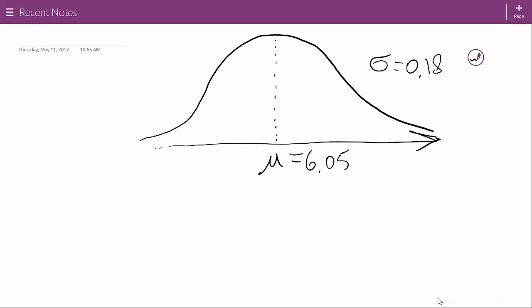0.18. So why do you think, from the standpoint of this production manager, they set their equipment to fill up cans with 6.05 instead of 6? What do you think is the size of the standard deviation? Well, yeah, here's the idea.